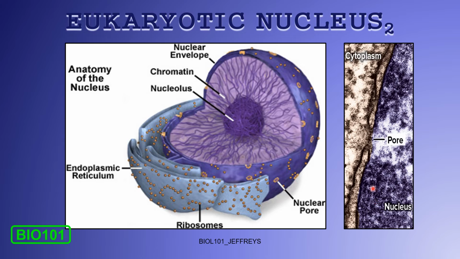Here's a colored electron micrograph, and you can see the cytoplasm here. So this is the inside of the cell, this is the outside. There's the nuclear envelope, and you can see a little pore right there, the nuclear pore.